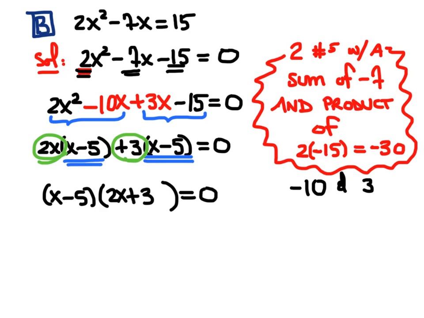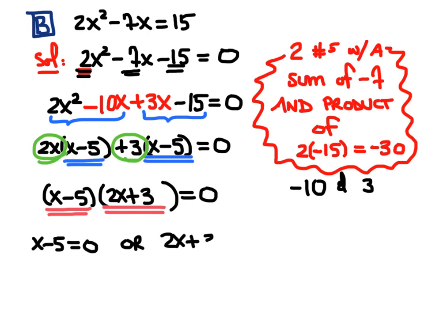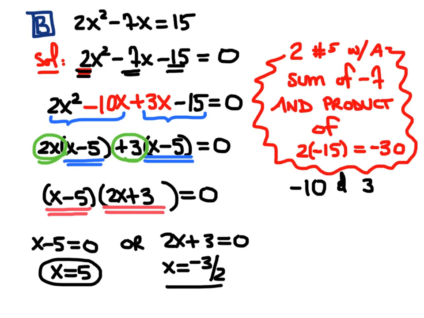And so finally you can now jump into the zero product property, which says that either this is 0 or this is 0. So you get x minus 5 is 0, or 2x plus 3 is 0. And these are small linear equations that we can solve. So we get the first answer of 5, and we get the next answer of -3 over 2.